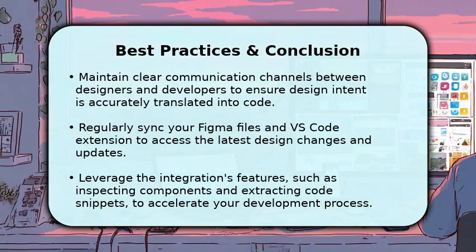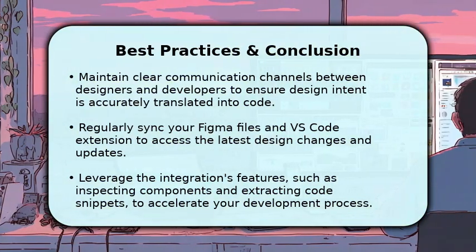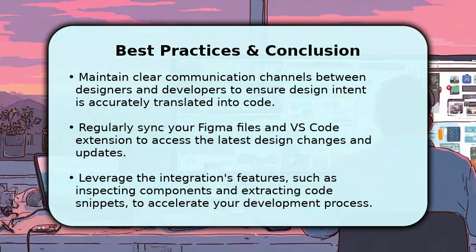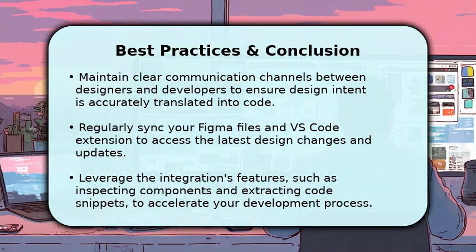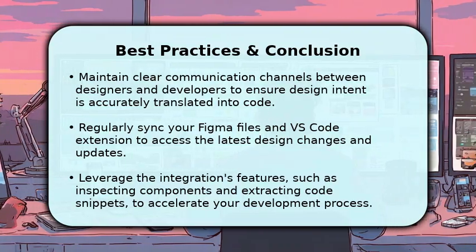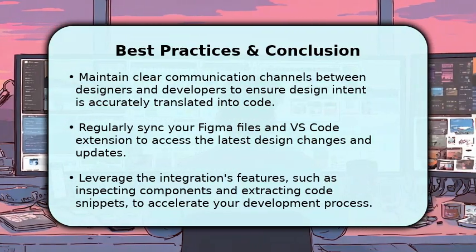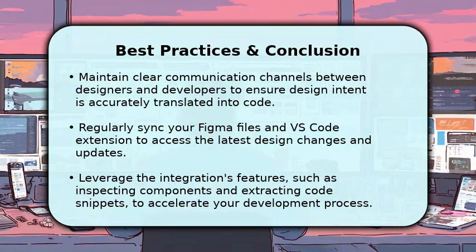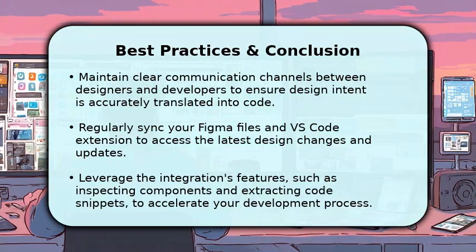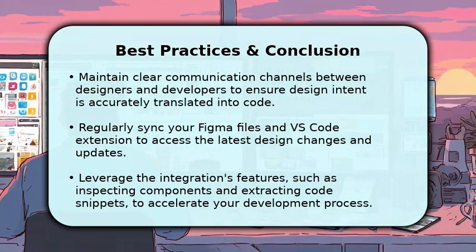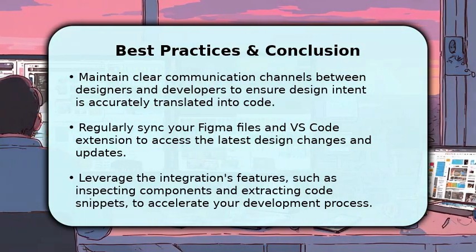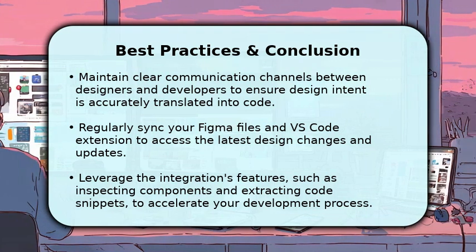To maximize your efficiency, establish clear communication between design and development teams. Regularly sync your Figma files and the VS Code extension to ensure you are always working with the most current designs. Utilize features like inspecting components and extracting code snippets to accelerate your development process. This integration is a powerful bridge, enhancing collaboration and ensuring design fidelity from concept to code. By adopting these best practices, you can significantly streamline your workflow and deliver high-quality products more effectively.